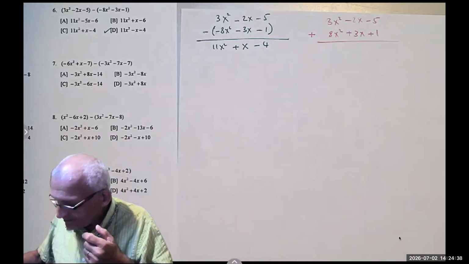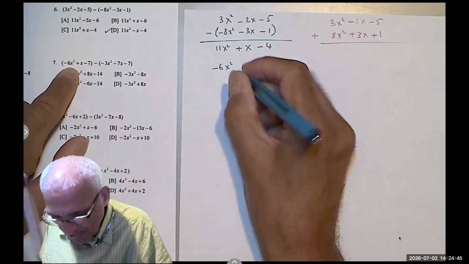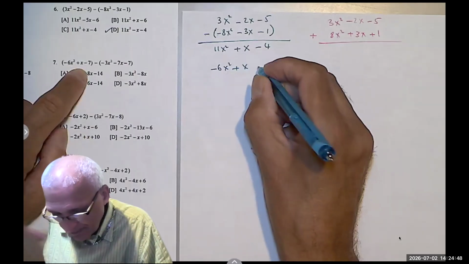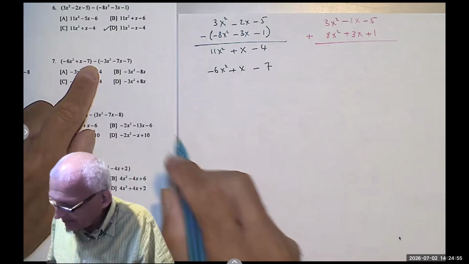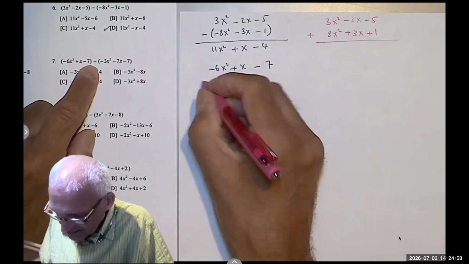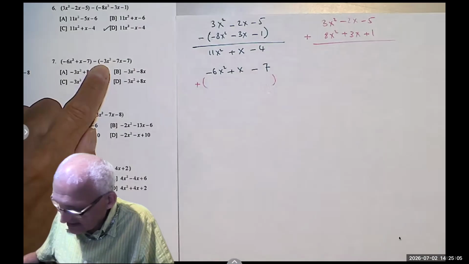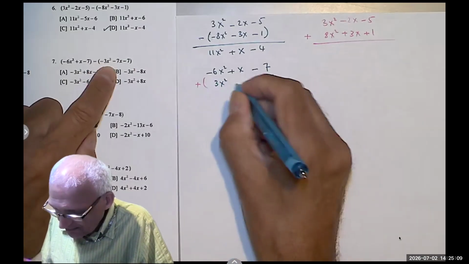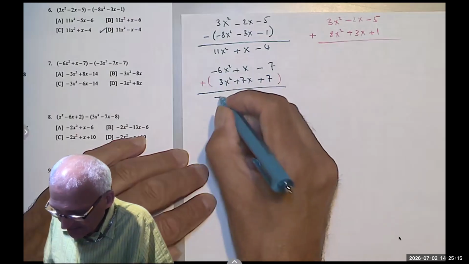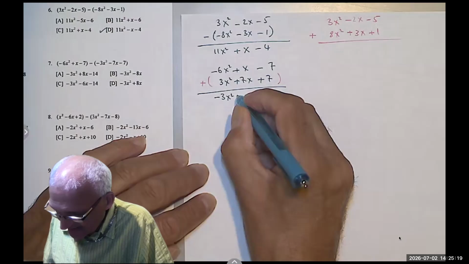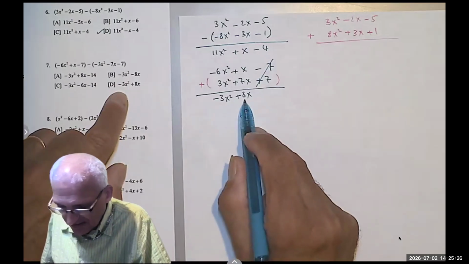Let's look at the second one. The second one has negative 6x squared plus x minus 7. And then I'm going to subtract. Again, you see subtraction, I'm going to change it into plus and change the signs. All of them were negative, so all of them would be positive inside. 3x squared plus 7x plus 7. Negative 6 plus 3 is negative 3x squared. 1 plus 7 is 8x. Negative 7 plus 7 is 0. They cancel each other. So the answer is D.